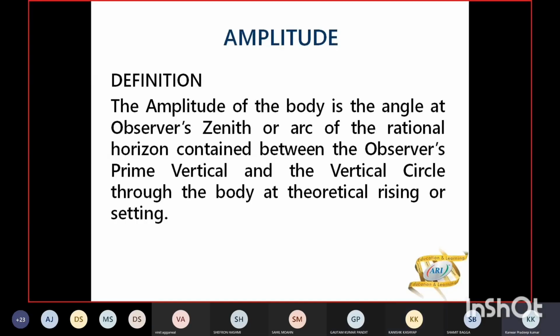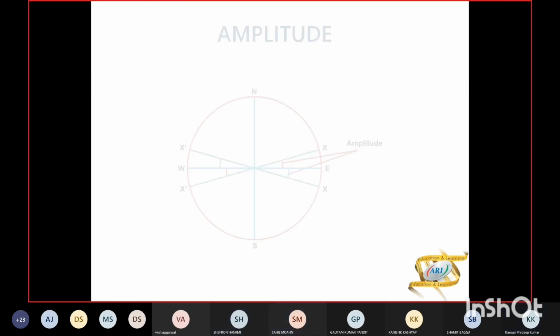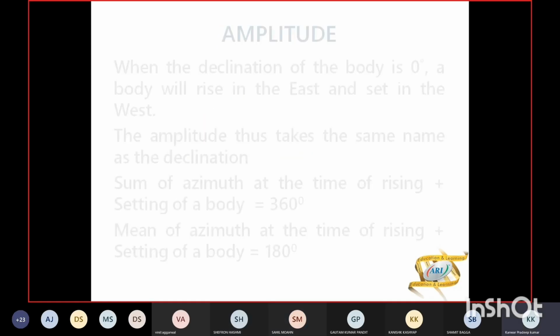Yesterday we discussed that the amplitude is the angle at the observer's zenith, or arc of the rational horizon, contained between the observer's prime vertical and the vertical circle through the body, at theoretical rising or setting. Don't forget to write this. What is the meaning of theoretical rising or setting? Then what is the true altitude? Altitude 0. The center of the earth and the center of the body are in one line. We saw this yesterday.